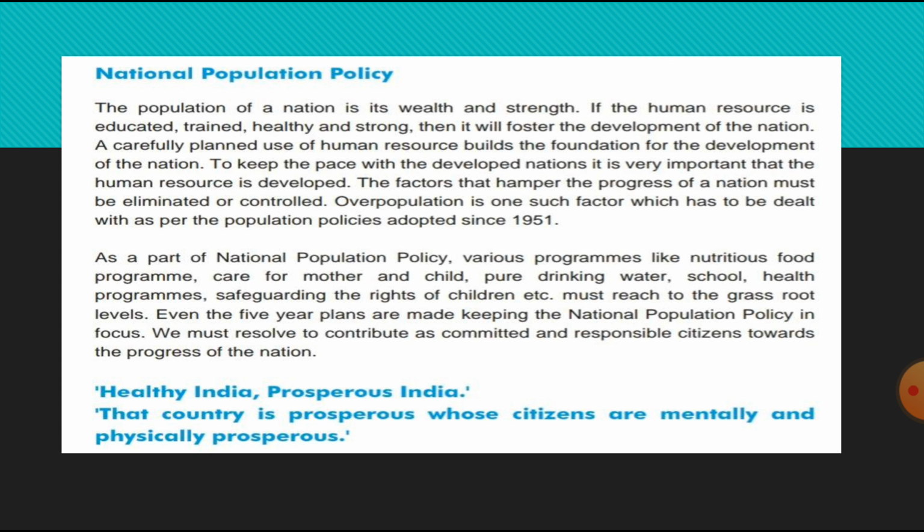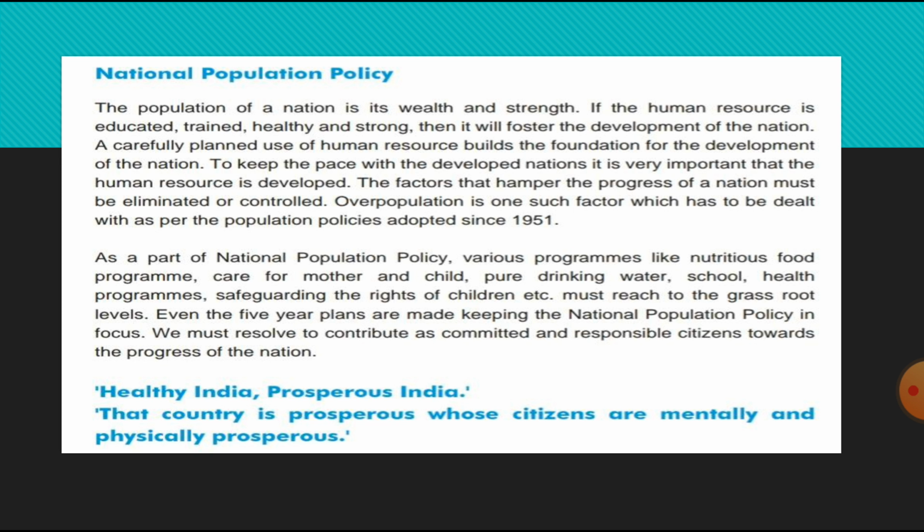See what is said over here: to arrest any sudden rise in its number, as well as to see that it is used and developed properly, our government has decided on a national population policy. As a part of it, various programs like mother and child care and treatment, nutritional food, providing clean water, school health programs, safeguarding children's rights, etc., have to be made more active and widespread for the progress of our nation.